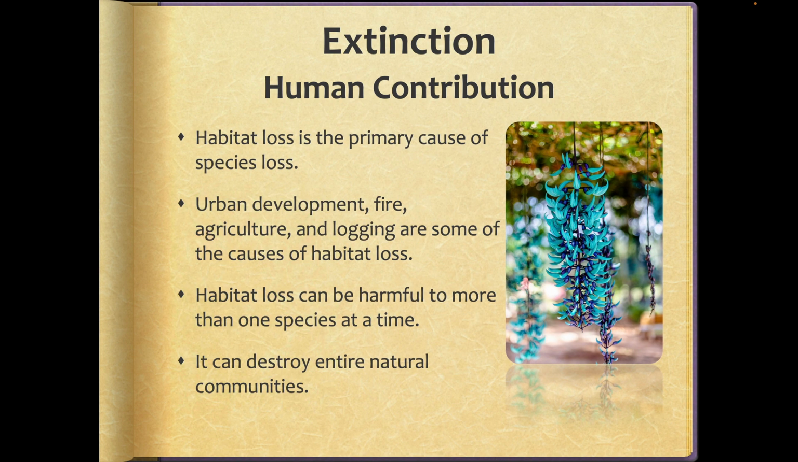Habitat loss is the primary cause of species loss. Urban development, fire, agriculture, and logging are some of the causes of these habitat losses. Habitat loss can be harmful to more than one species at a time. It can destroy entire natural communities.